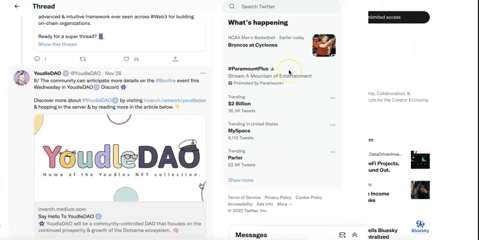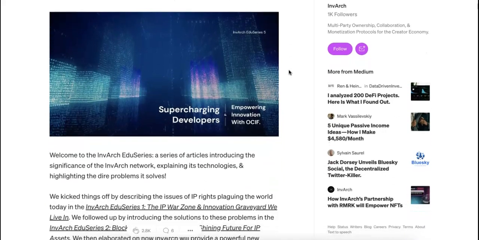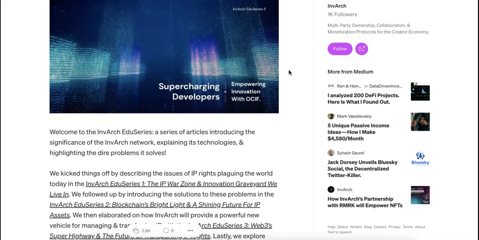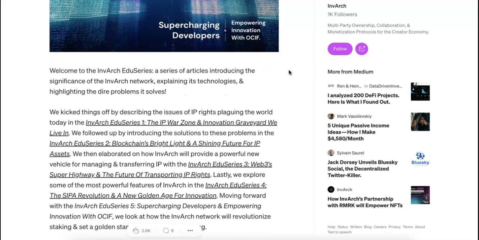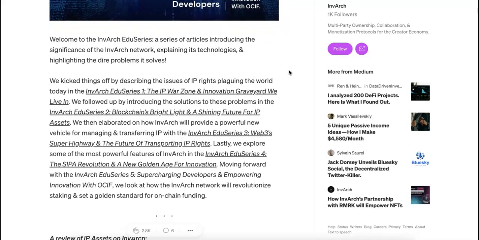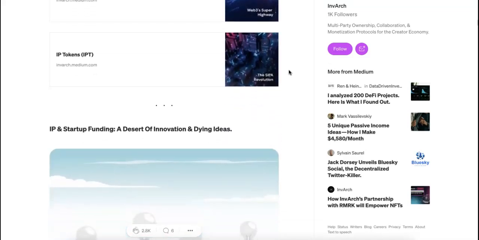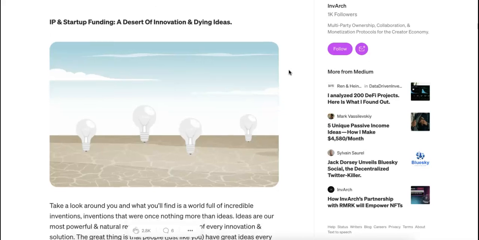YoudleDAO NFT. Okay, so the second application from InvArch I want to talk about is OCIF. I mentioned OCIF before in the article for the two tokens. We know that InvArch can be used for governance, and also the Tinker token. You can use that for the OCIF. So let's talk about the OCIF, like why it is needed. And so we start with the ideas.